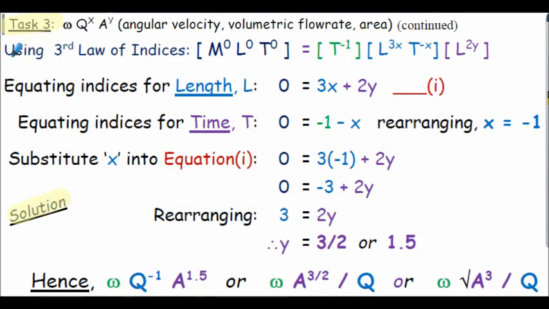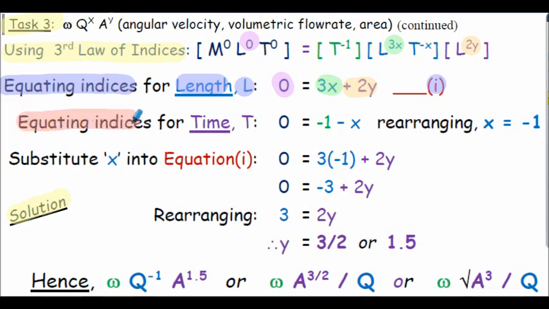Just repeated this line here for convenience. So again, I can only generate 2 equations because dimension M does not appear on both sides of the equation. So let's equate the indices for dimension for length L. Left hand side, L to the 0, so 0 on the left hand side of the equation. On the right hand side we have L to the power of 3x here, so that'll be 3x in my equation, and L to the power of 2y, so add 2y. I've stated that as equation 1 here because I cannot solve that. I have 2 unknowns in one equation, so I need to generate another equation. So I've just labelled that as equation 1, and I'll return to that in a moment.